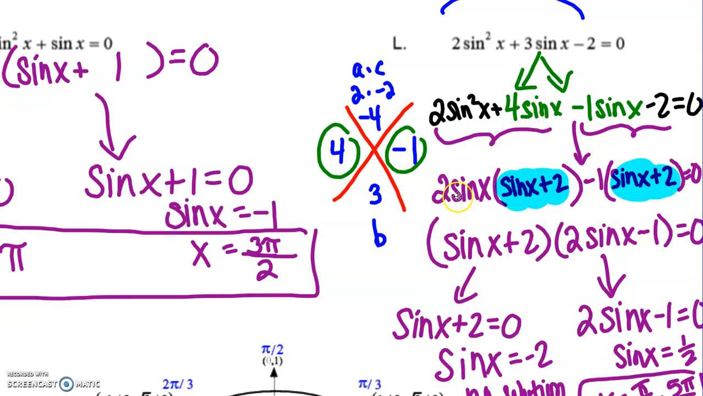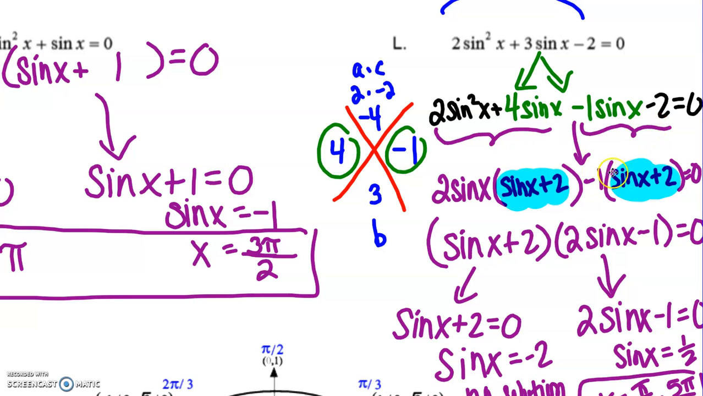Again, think about multiplying this in. 2 sine x times sine x would make sine squared, and 2 sine x times 2 would make 4 sine x. Then between these two terms, the only thing they have in common is a negative 1. So we can factor a negative 1 out and put it out front. When we do that, this would turn into a positive sine x and a positive 2.